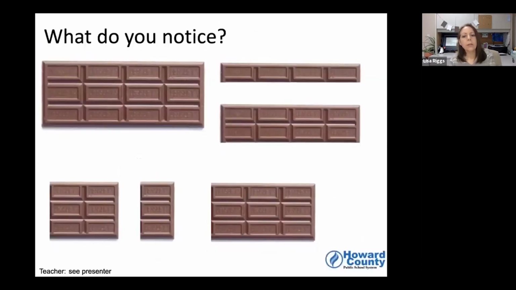Okay. So here's a little activity from the Howard County Public School System's site, which will be linked in the presentation, that has to do with Hershey bars. So what do you notice about these things? I do need some people to unmute and talk because I can't see the chat. So what do you guys notice?